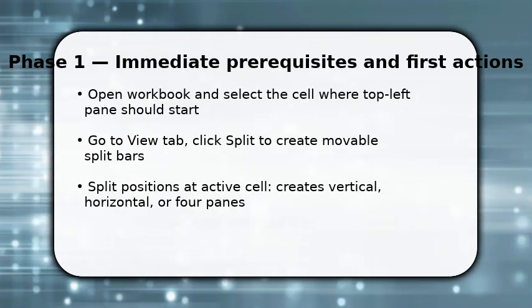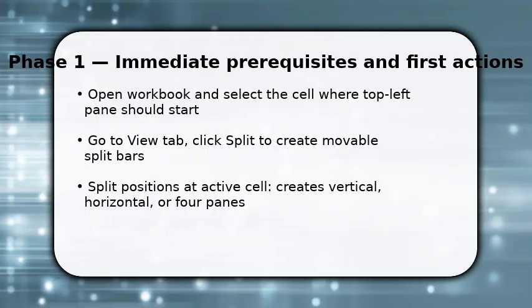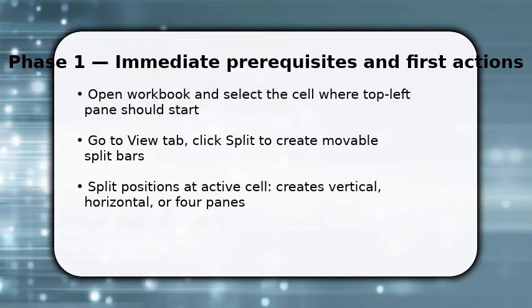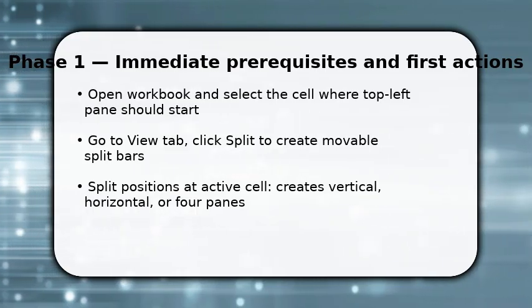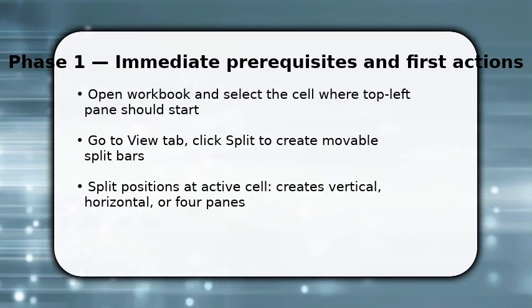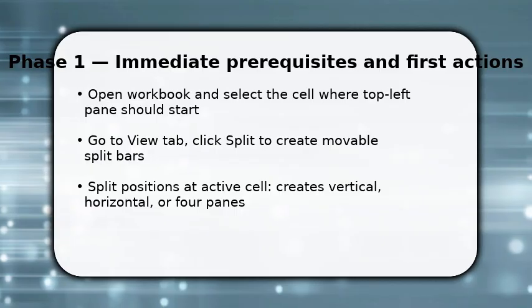You start with the exact spot you want visible in the top left pane. Select that cell. This tells Excel where the split bars belong. Once selected, go to the View tab and click Split. Excel instantly places vertical and horizontal bars at that cell's left and above edges.